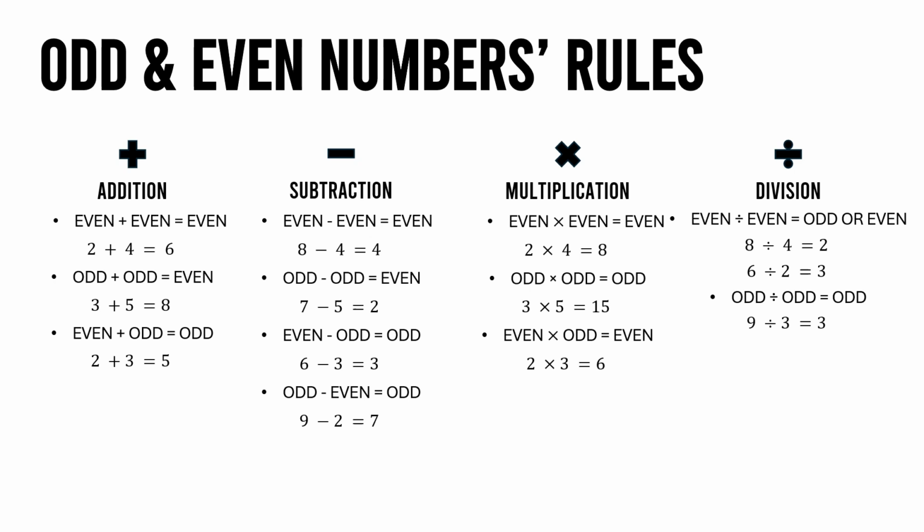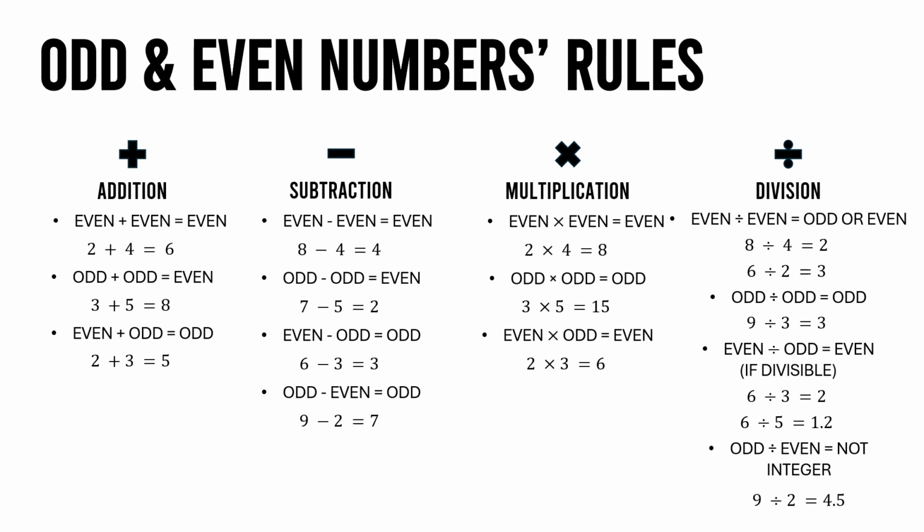If we divide two odd numbers, we get an odd number. So 9 divided by 3 equals 3. If we divide an even by an odd number, we get an even if divisible. So 6, which is even, divided by 3, which is odd, equals 2, which is even. While here 6 divided by 5 equals 1.2. This is not even an integer.